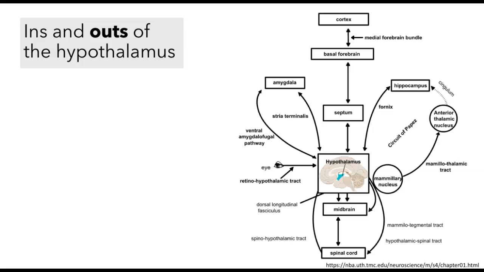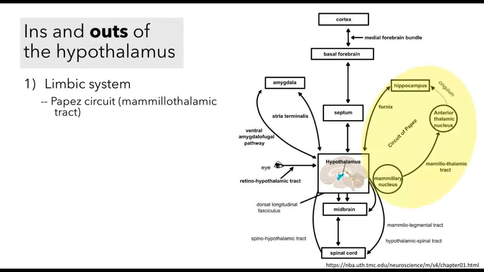Well, now let's turn and look at the outputs from the hypothalamus. So here's a cartoon summarizing it with the hypothalamus right in the middle. And what I want to do is sort of walk through the inputs, but in the reverse order. So remember how we had inputs from the limbic system? Well, there are also outputs that feed back on the limbic system. Maybe most important among these is the Papez circuit. Cells in the mammillary nucleus send their projections back to the thalamus through the mammillothalamic tract. There's also feedback to the amygdala.